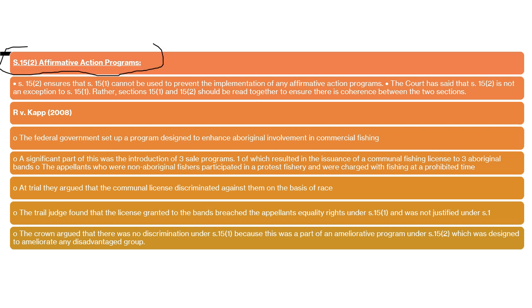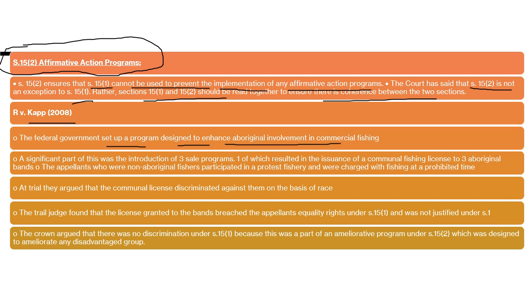So section 15(2) affirmative action program. As we discussed in the very beginning, section 15(2) ensures that section 15(1) cannot be used to prevent implementation of any affirmative positive action program. Court has said that section 15(2) is not an exception to section 15(1). Rather, these both should be read together to ensure that there is a coherence, there is a cooperation between these two sections. So in R versus Kapp 2008 case, federal government set up a program that was designed to enhance Aboriginal involvement in commercial fishing.